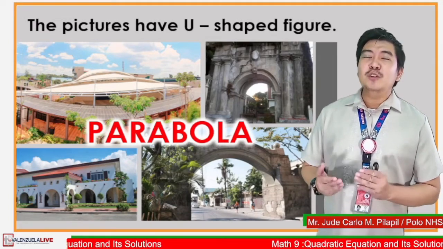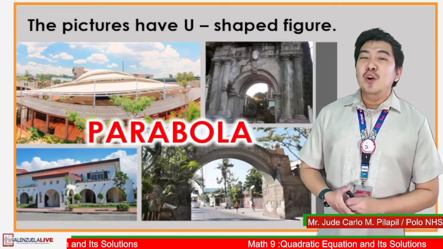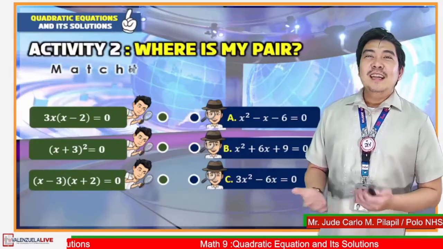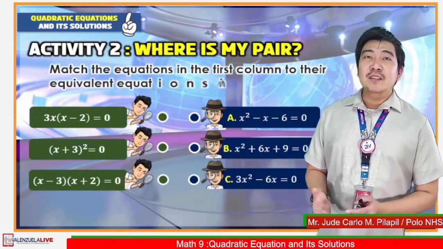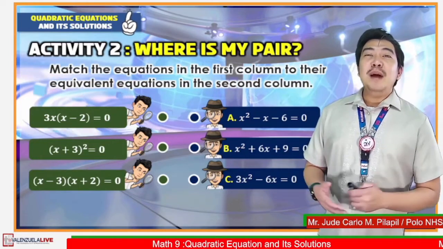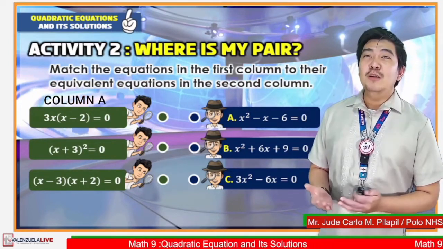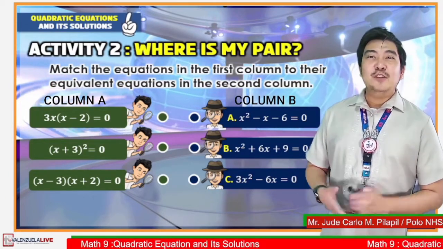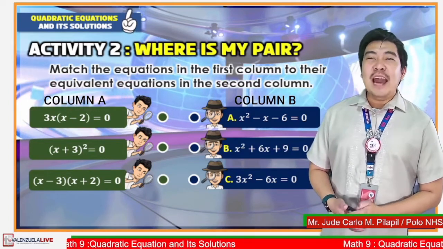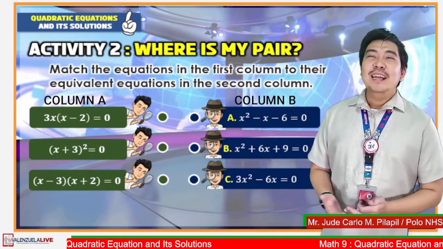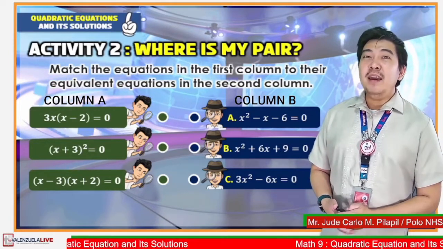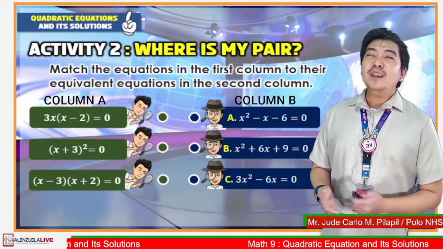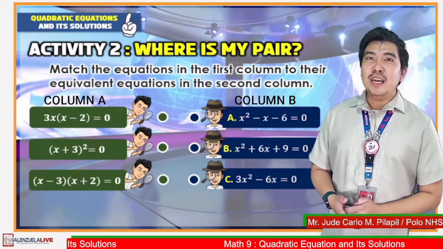But before we go to this topic, it is important to know the main concepts of quadratic equations and how to solve them. Let us proceed to the next activity entitled, Where is my pair? You need to match the equations in the first column, or column A, to their equivalent equation in the second column, column B. Dear students, you may drop the letter of the correct answers in the comment section. Let us have item number 1, given by 3x multiplied by the binomial x minus 2 is equal to 0. What do you think is its equivalent equation in column B?